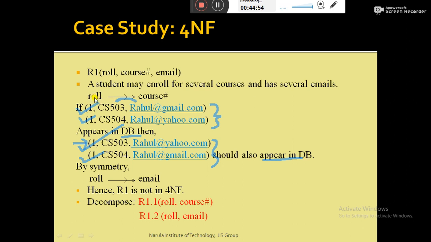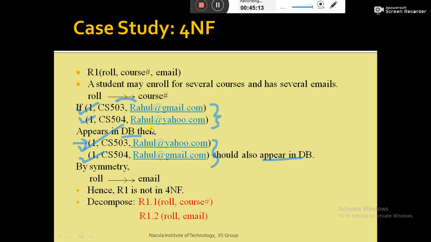Here X is role. So role is not a super key. With the help of role, you cannot uniquely identify a particular record, because if you provide roll number 1, we are getting 4 rows: 1, 2, 3, 4. So role is not a super key, so R1 is not in 4NF.